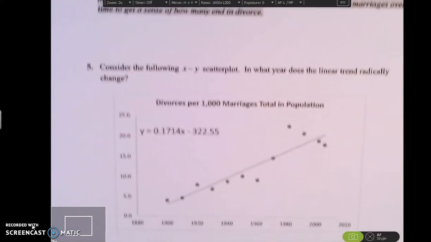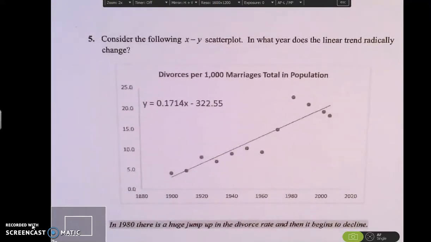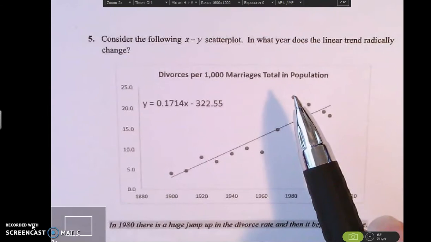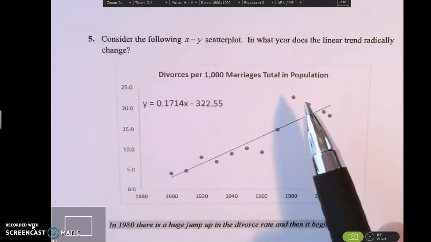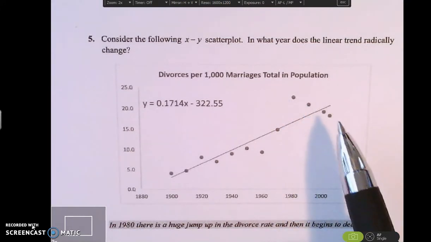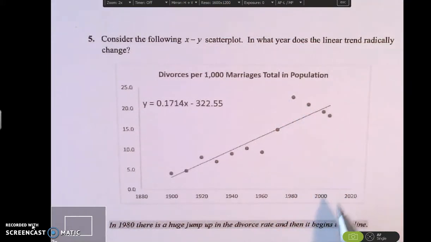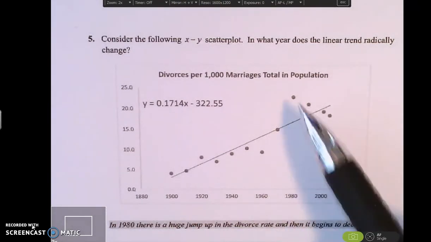So then we have this scatter plot with the data, and this is what it looks like in the 1900s. You see this fairly consistent trend line going through here. And then here in 1980, we have this obvious jump to a higher percentage of divorces. Then it's declining a little bit and getting back into the normal range in the 2000 area. So the question could be, why did the divorce rate increase in 1980?